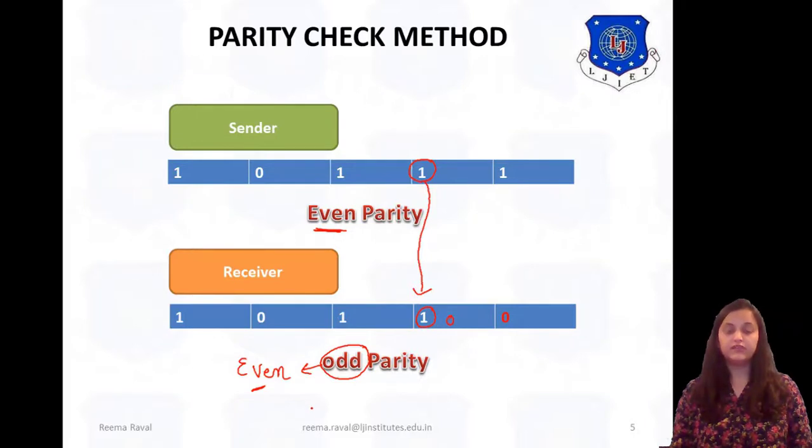So the receiver will understand that the data is received correctly, but it is not the case because here 2 bits are changed. So parity will be unaffected, right? So this is the biggest drawback of this system. In the parity check method, if only a single bit error is there, then it may be useful, or it may be useful in systems where the error probabilities are less.